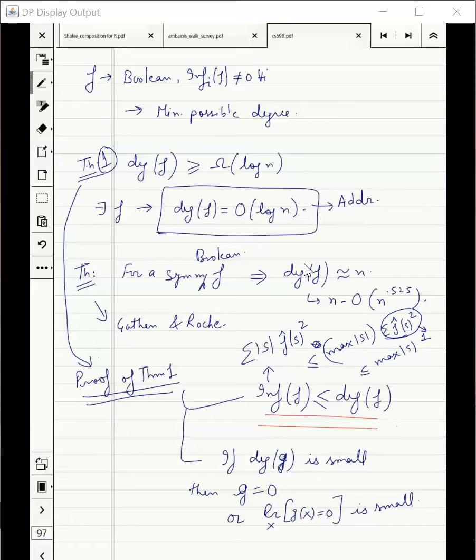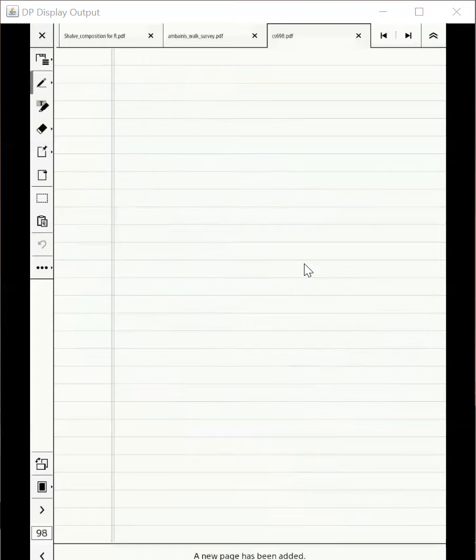Everyone is fine? Okay. Since everyone is fine, let's move on to the other idea, which I will write as a claim now. What am I saying? That if there is a small degree function, either it is going to be 0 everywhere, otherwise there are few places where it is 0, or there are a lot of places where it is 0.